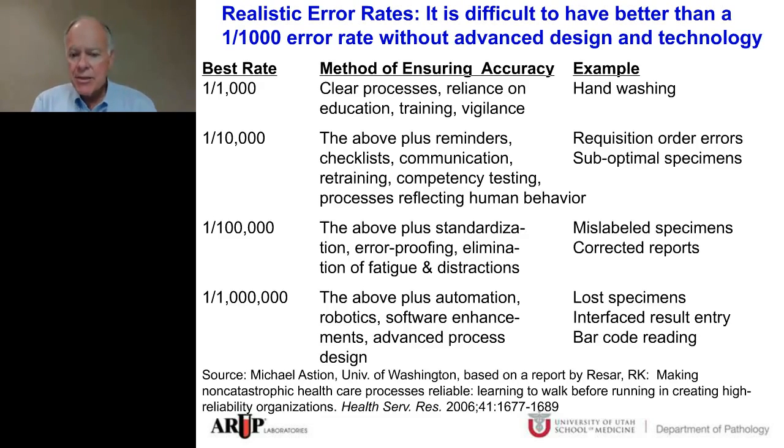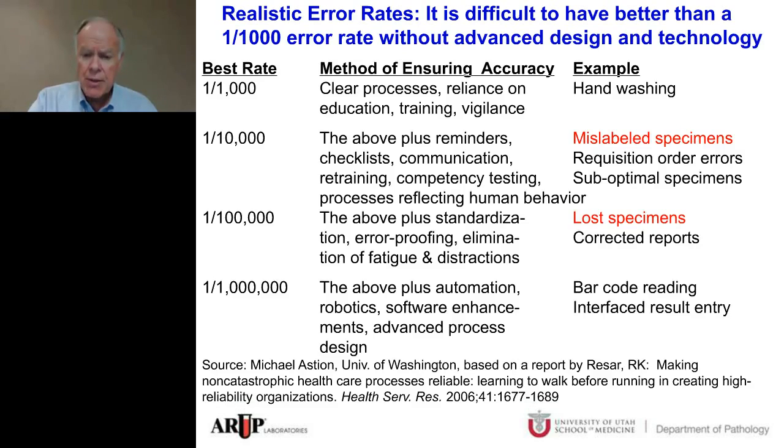Dr. Astian has mislabeled specimens and corrected reports. And then there are examples of error rates at the 1 in 1 million, which he lists as lost specimens, interfaced result entry, and barcode reading. However, I, in particular, because of my many years of experience in the laboratory, don't particularly agree with Dr. Astian's estimations.